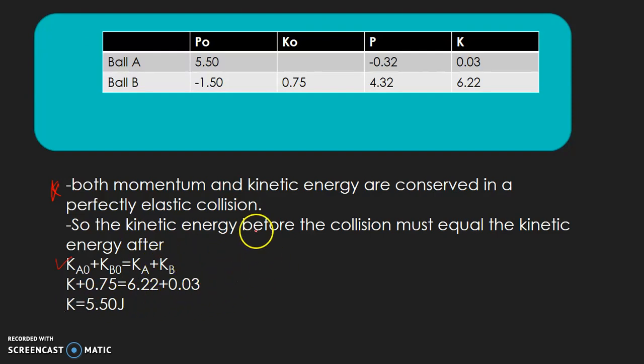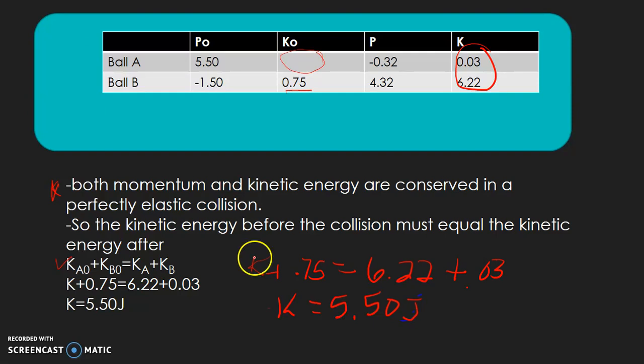So we plug it into our calculator for what we know. The initial object A, which is what we don't know up here, plus B, which is 0.75, and I'm only getting these numbers from the graph, and equals 6.22 plus 0.03. And again, I'm getting this from the graph. We plug it in our calculator and we should get 5.50 joules, and it's positive.